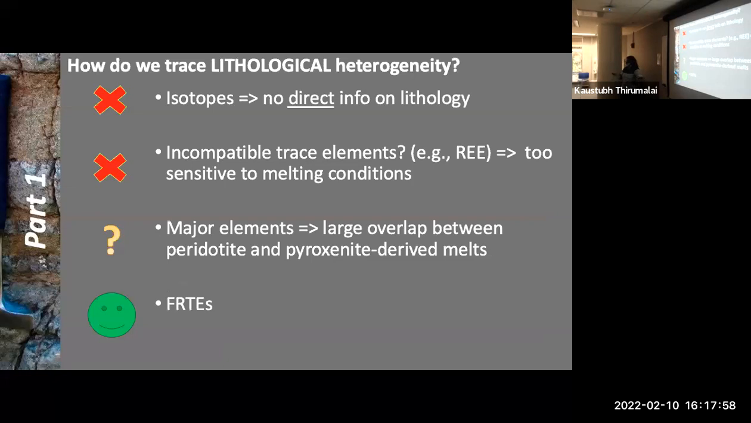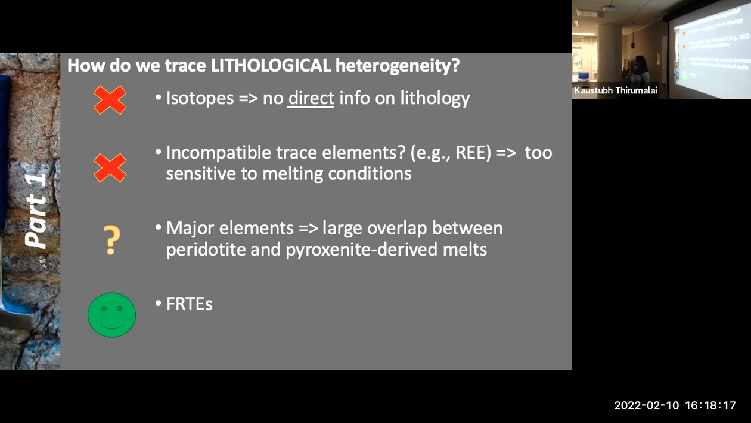And so what we have is that. So what are the tools to actually trace lithological heterogeneity in the mantle? Isotopes tell us if the mantle is heterogeneous or not. Chemically, it is not going to tell anything about lithological heterogeneity.